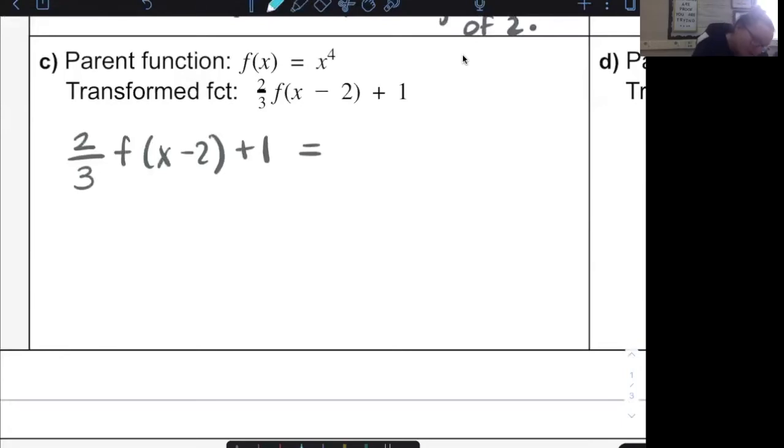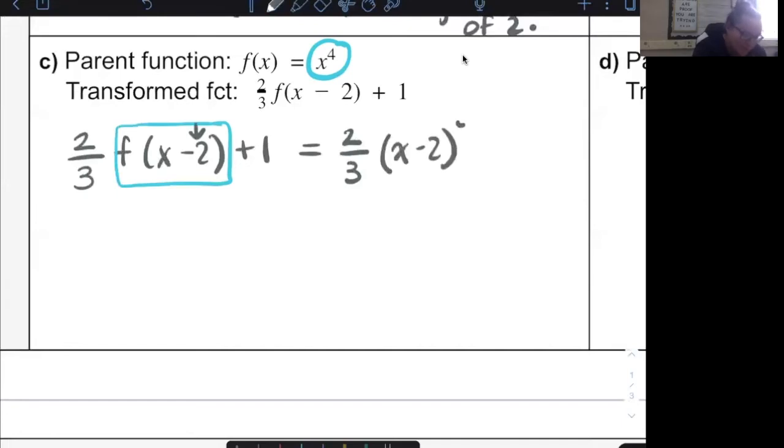So f of x is equal to x squared, or sorry, x to the 4th. F of x equals x to the 4th. So I'm going to take 2/3 times f of x, which is x to the 4th. But then I also need to subtract 2 directly from the x. So I'm actually going to do parentheses x minus 2 to the 4th and then plus 1. I want to make sure that that negative 2 is with the x, and then I'm taking that whole thing to the 4th power.